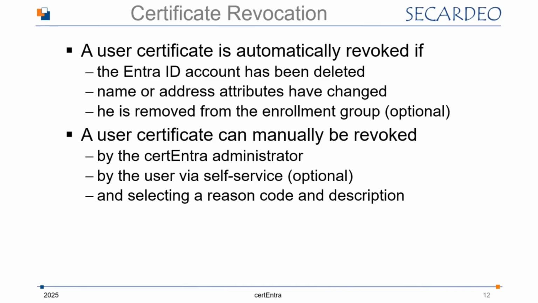In addition to this automatic revocation, a user certificate can manually be revoked by the certEntra administrator or by the user himself using the optional self-service. When doing the manual revocation, you can select the reason code, why the certificate has been revoked, and a textual description of what happened.